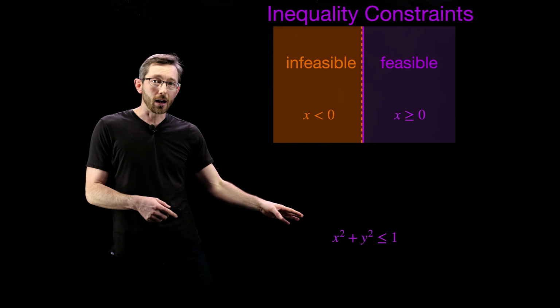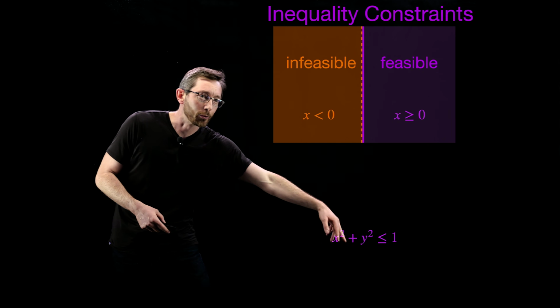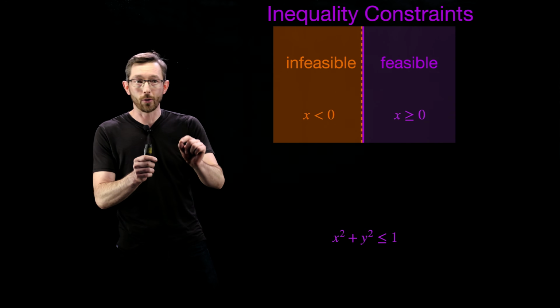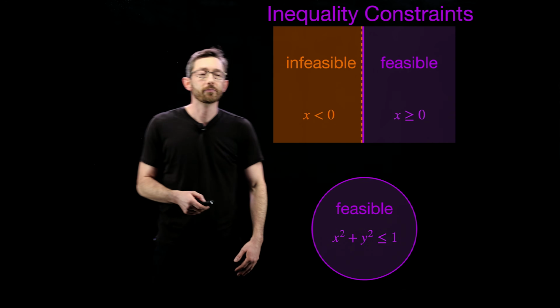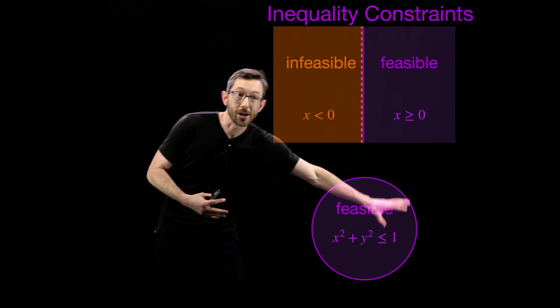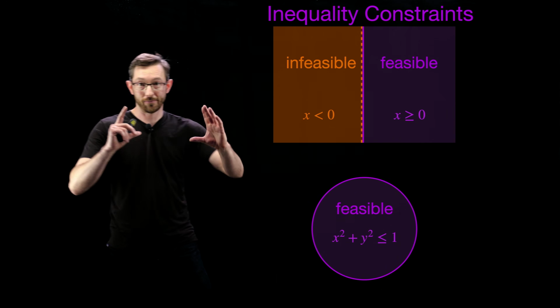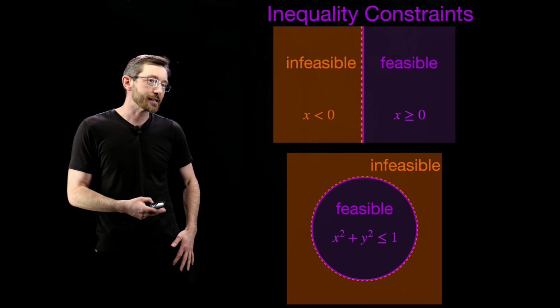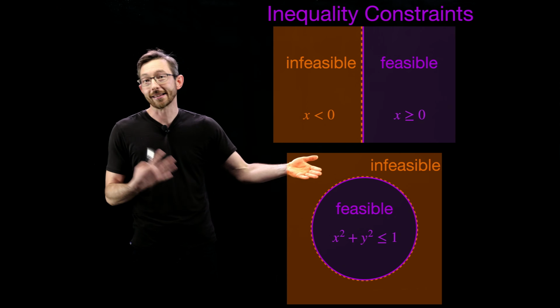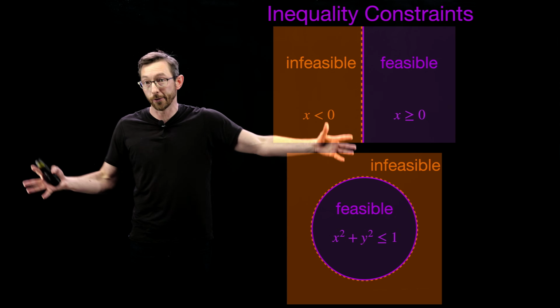Now I can have more complex constraints, like the radius of my x and y point has to be less than or equal to 1. And that would also establish a convex feasible region, this unit circle here. And it would establish a non-convex infeasible region, which is everything outside of that circle.